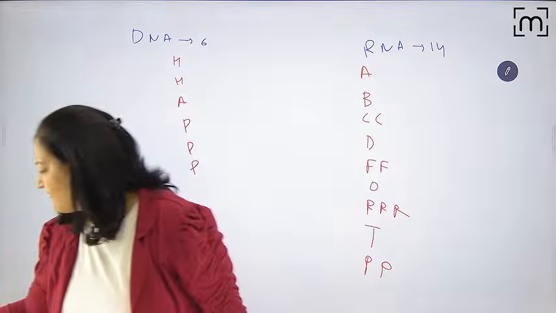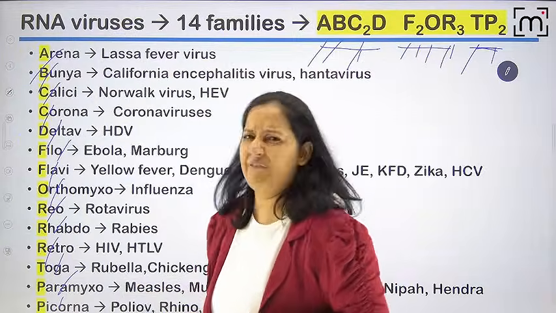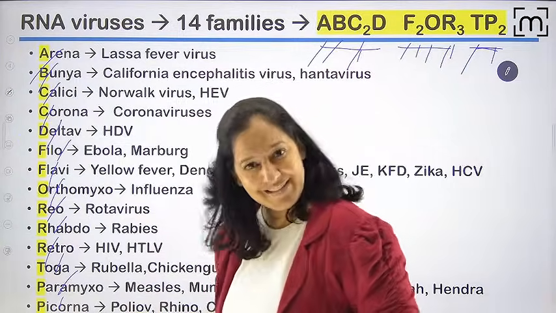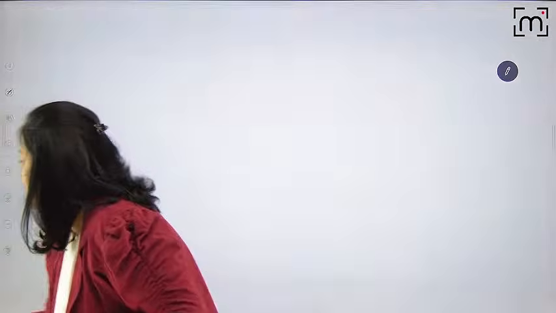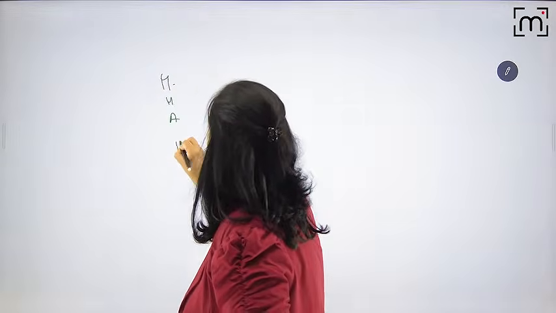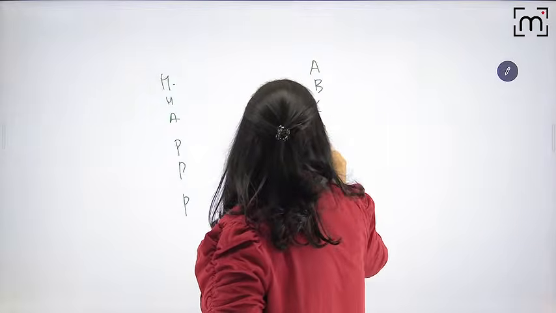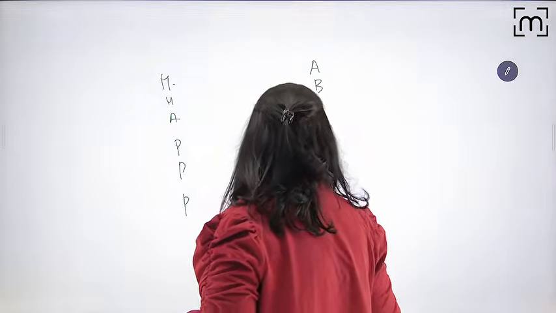Very basic. If you have learned the mnemonic, half the job is done. Now for the remaining half, you have to say the full form. By the way, the mnemonic I have written is gone. That page is gone by mistake. Quickly I will write it again. Double H, A, triple P, A, B, C, D, F, O, R, T, P.